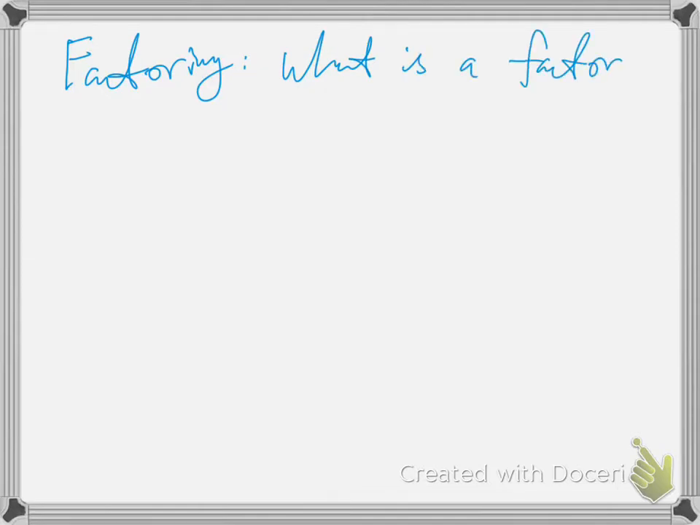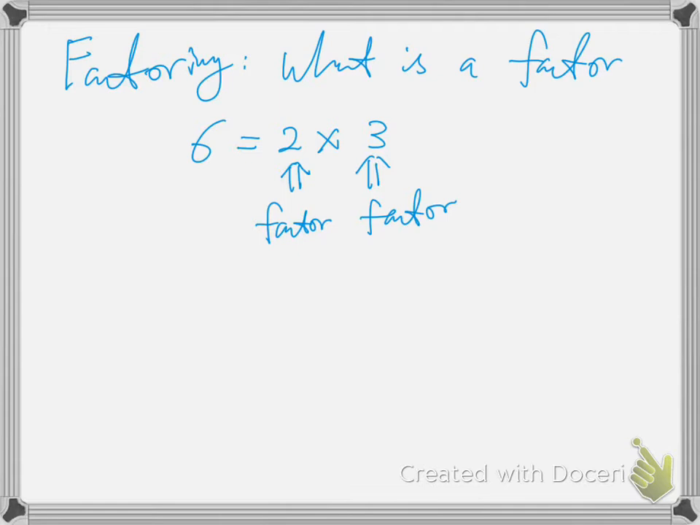So if you look at only numbers, 6 is 2 times 3. So when you rewrite something as a product, you get some factors. So here 2 is a factor of 6 and 3 is another factor of 6. So we need a product, and then all the multipliers in the product are the factors. That's the definition of factors.